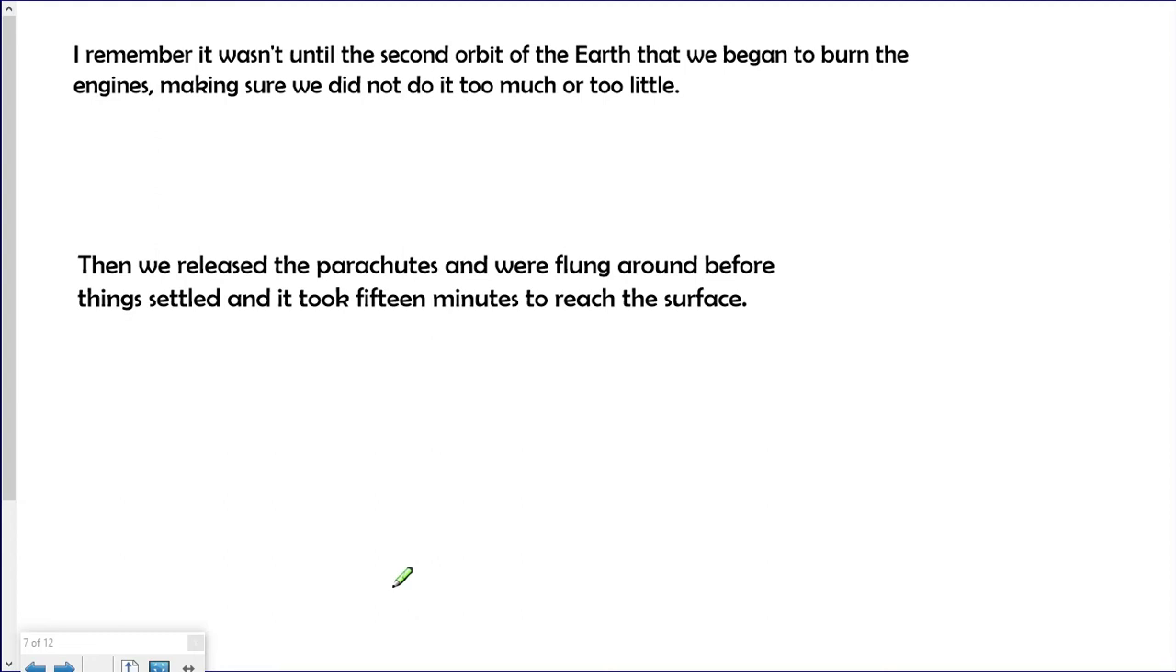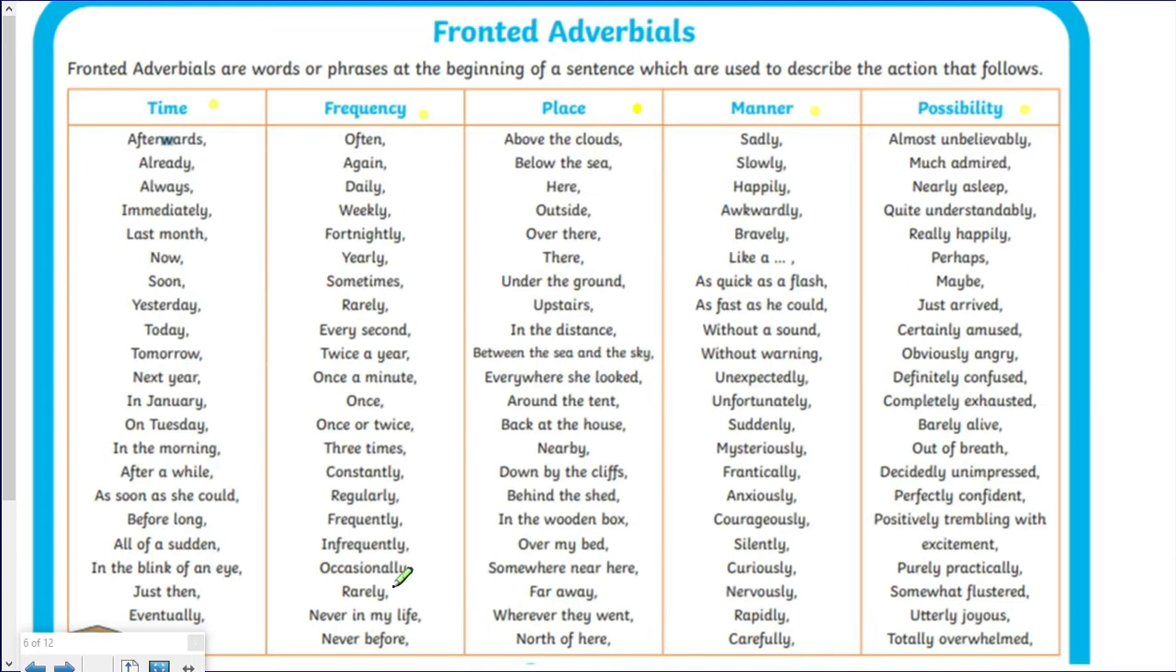So the first one was, I remember it wasn't until the second orbit of the Earth that we began to burn the engines, making sure we did not do it too much or too little. Now, I'm thinking, and because it's the start of the paragraph, I'm probably going to want an adverbial of time, so it tells the reader when this diary entry is happening. So looking at what's going to make sense. Afterwards, no. Next year, I remember, that doesn't make any sense. In the morning might be more useful to us.